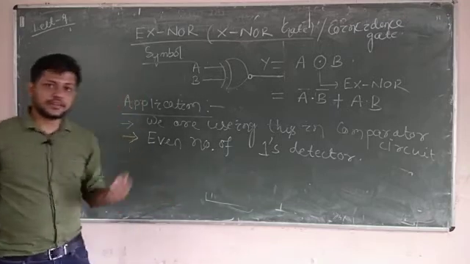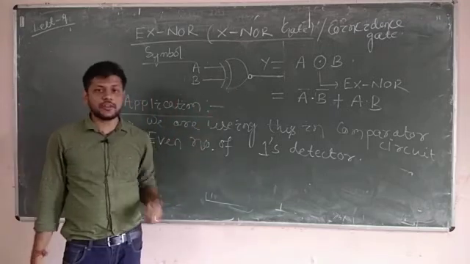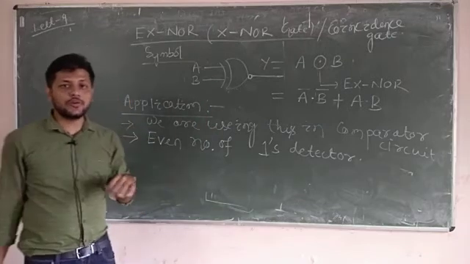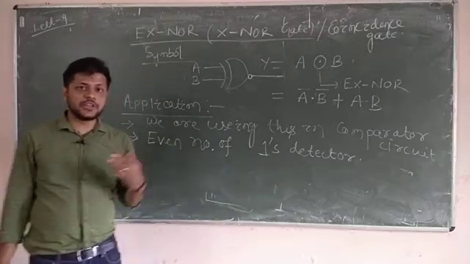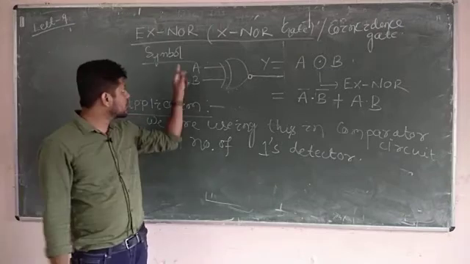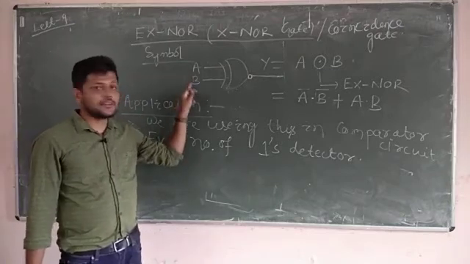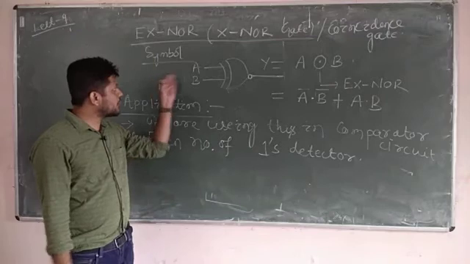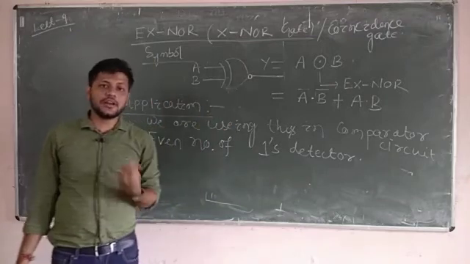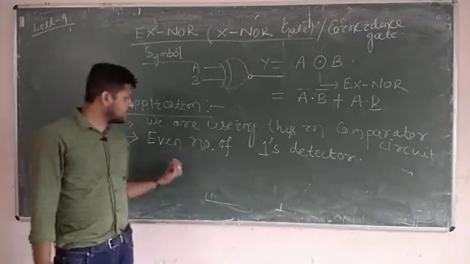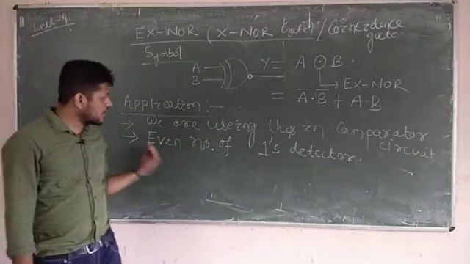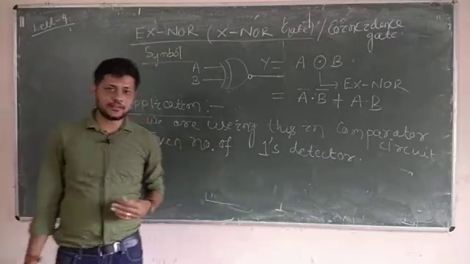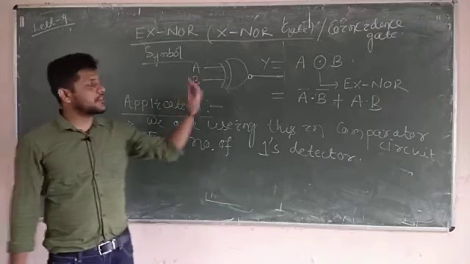We have seen that the output of the exclusive NOR gate is 1 only when both the inputs are 0 or both the inputs are 1. Both the inputs are 1 means two inputs are 1. Here A is equal to 1, B is equal to 1. That is an even number of 1s. So when an even number of 1s is applied, obviously we are getting output as 1. So this gate is also used as an even number of 1s detector.